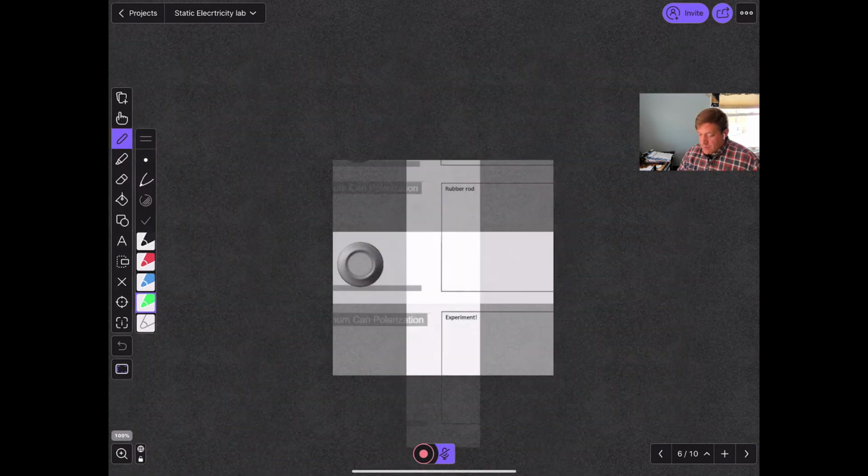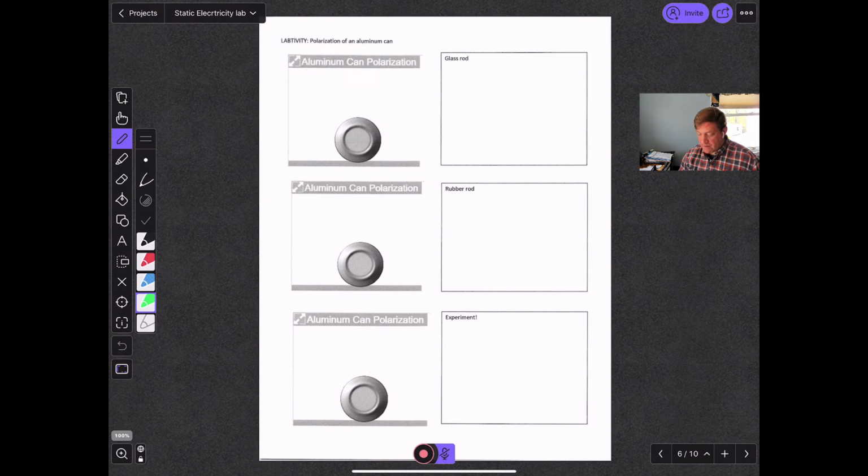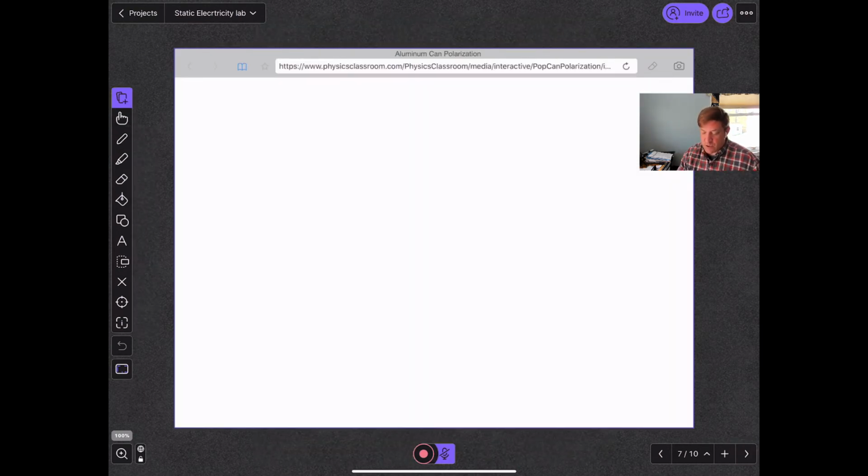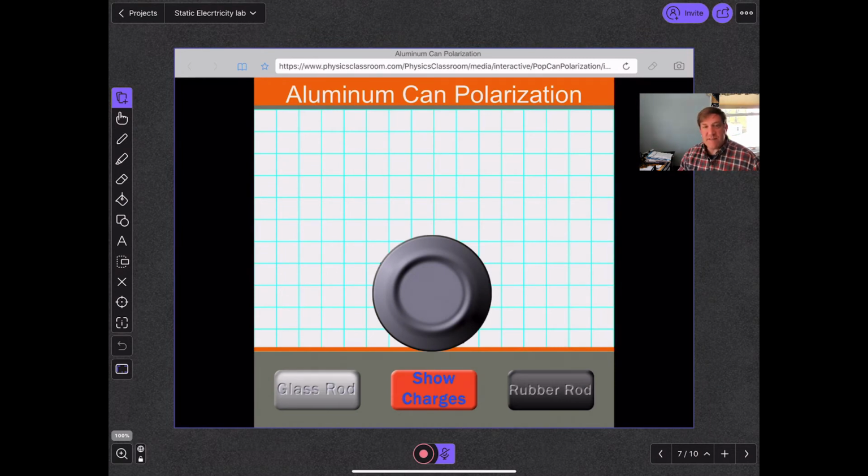Okay. There's a little more to this lab, but this part's kind of the fun part. All you have to do is observe what happens to the aluminum can. Now, all of this is applications of the force. So I have a different simulation. It's from the same website. And this is an aluminum can, and you're looking at its end, right? This is the end view. And we have different things that we can push and put near it.